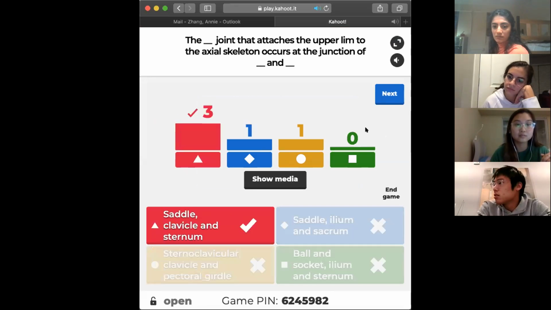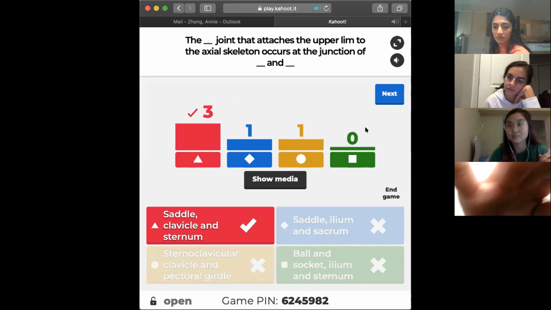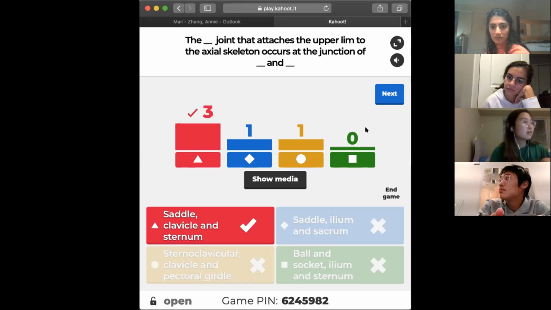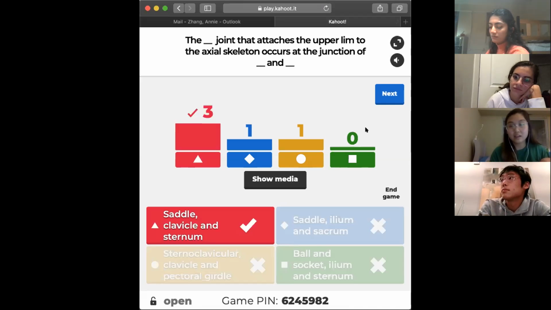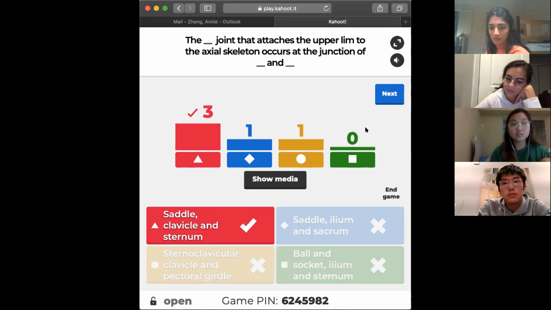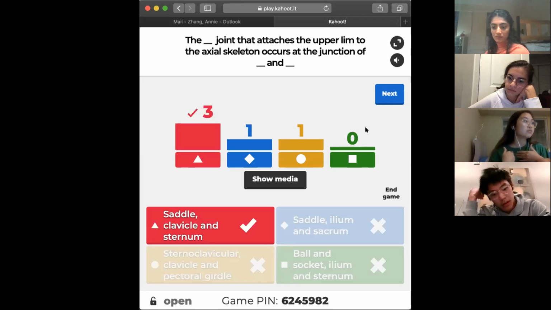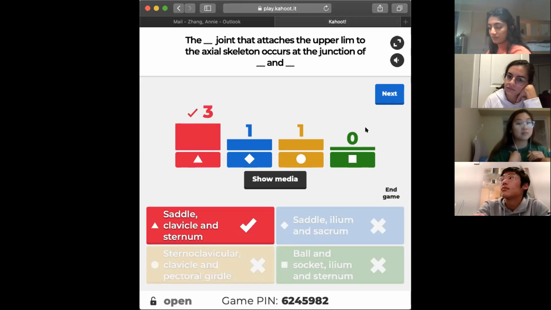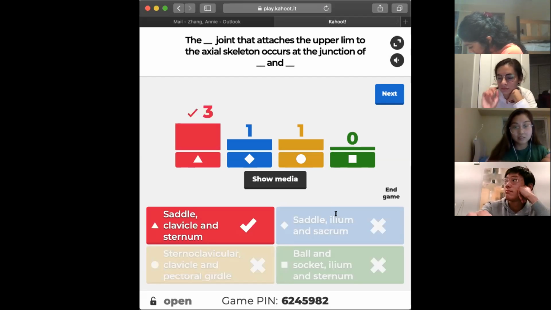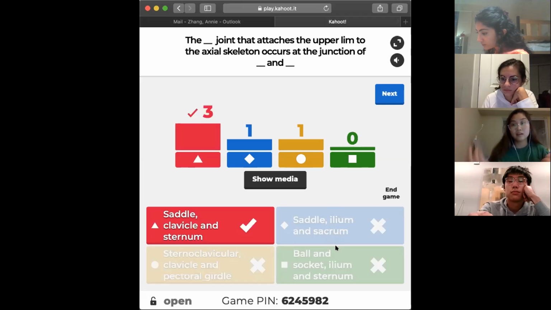Okay, so this one was a little confusing just because of the extra wording, but the axial skeleton and the appendicular skeleton connect at 2 points, and the one that this question is referring to is where the clavicle forms a saddle joint with the sternum, so that's your sternoclavicular joint. The other one is the sacroiliac joint. So if anyone got confused and chose the ilium and the sacrum, it's not the blue one because it's a fixed joint.